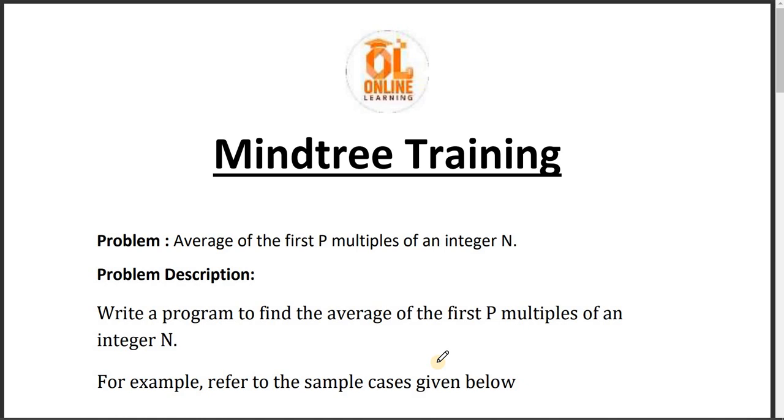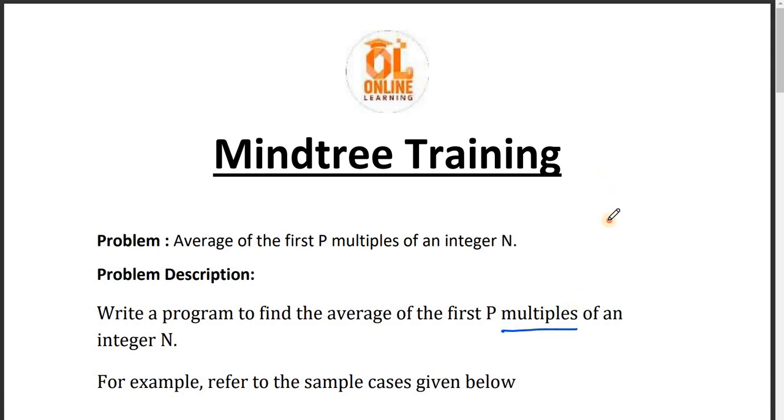Today we are going to solve previous year's Mindtree coding questions. Coming to our first problem, write a program to find the average of the first p multiples of an integer n. Okay, let's first understand what multiples are.